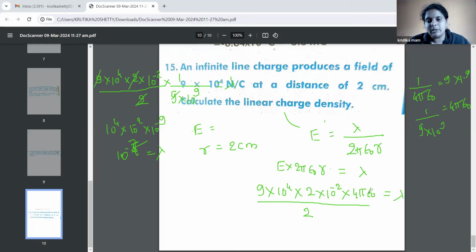So here, the 4 pi epsilon naught value will be 1 upon 9 into 10 raised to 9. See, I have written it here. Yes. So 9 will get cancelled, 2 will get cancelled. You have only the powers 10 raised to 4, 10 raised to minus 2, 10 raised to plus 9, which going to the numerator becomes minus 9. So 10 raised to minus 7 comes. Yes, other students? 10 raised to minus 7, lambda, charge by length, so coulomb per meter. Check whether it is correct or not.